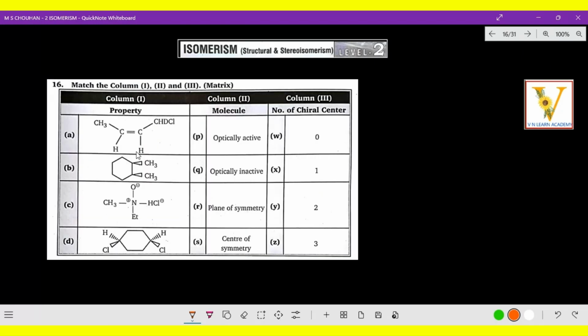So column 1, they have given the compound. Column 2 is actually the molecule property and the number of chiral centers. That is as we have mentioned in the previous question and the last question. Yes. Now in that, how many chiral centers are possible?